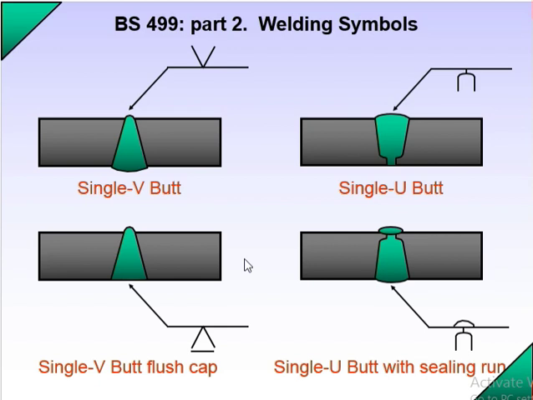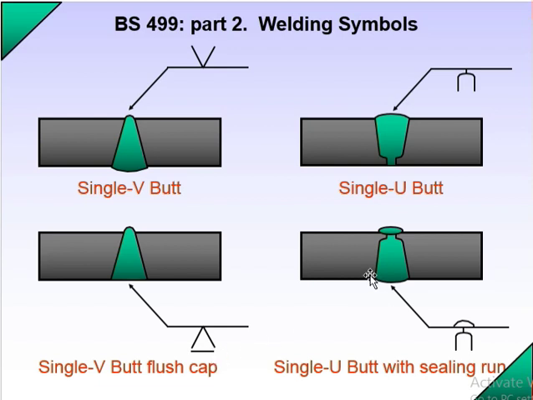You see single V butt flush cap. Here this is the arrow line and this is the reference line. Above the reference line means the other side, but below the reference line is the arrow side. On the arrow side there is a single V butt, and there is no reinforcement, it has been flushed, so you have to mention this straight line here, meaning there is no reinforcement. This is the flush welding.